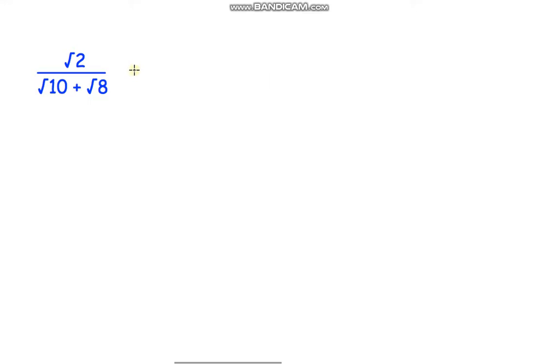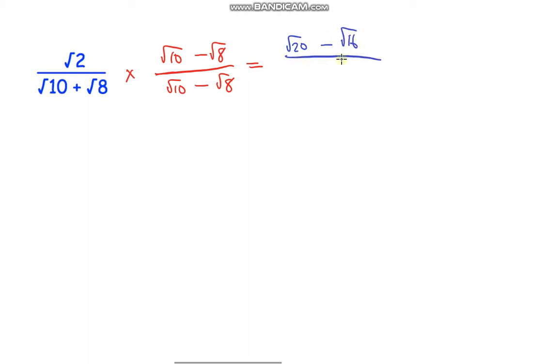So next one, I'm going to multiply the top and bottom by root 10 minus root 8. So in the numerator, root 2 times root 10, well, that's root 20. And then root 2 times root 8, that is root 16. Okay, we will be able to simplify this later, but I'll just leave it like that for now.